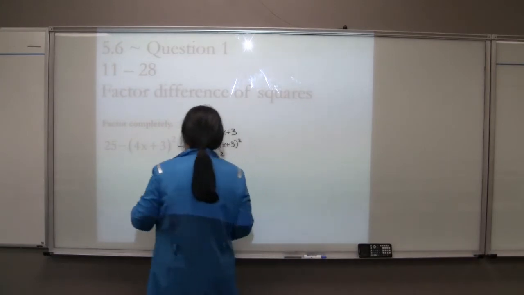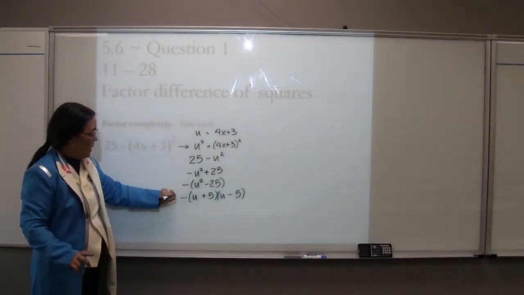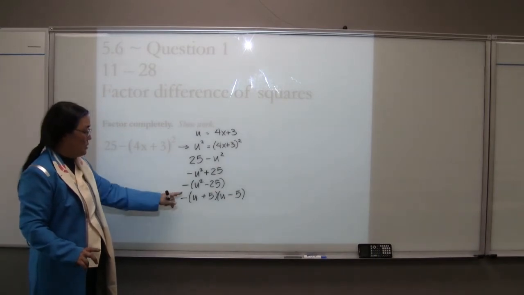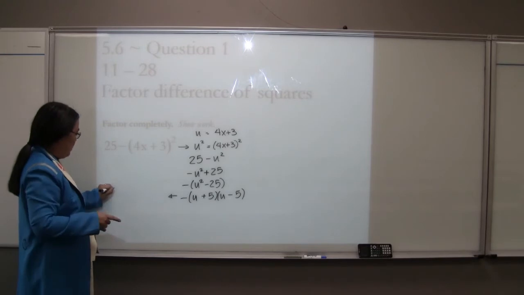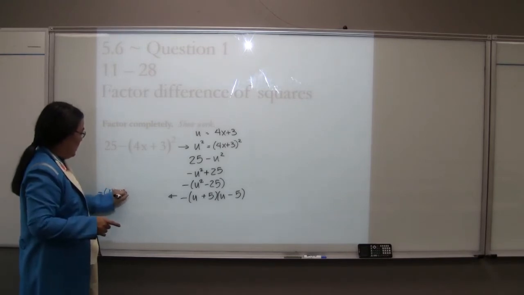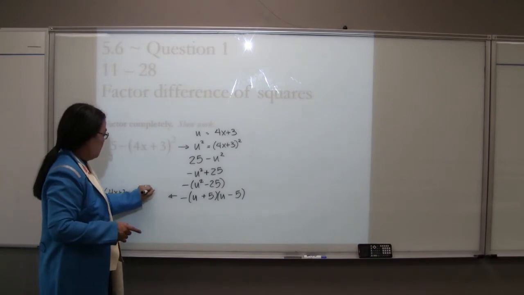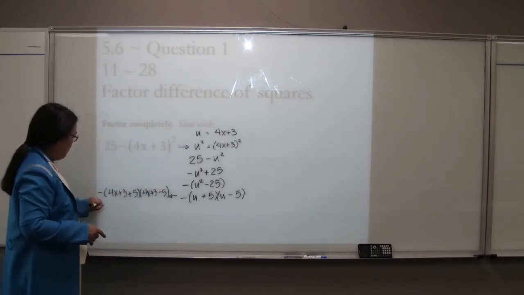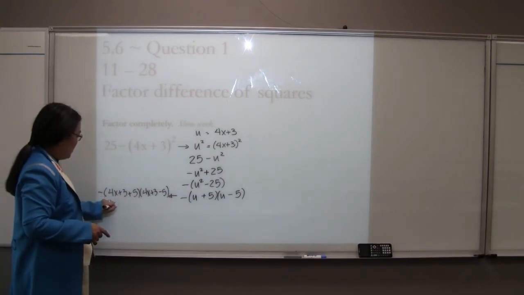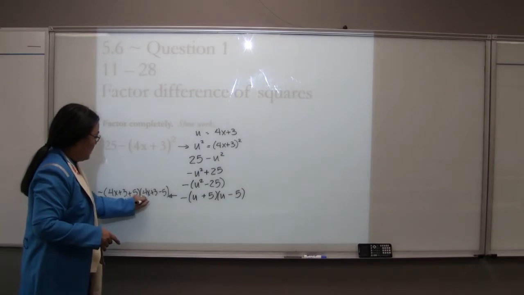But that's not our answer. We need to have it back using x's. So you don't get credit for that. That's just to help you figure out what this answer is. It is negative, U, which was 4x plus 3, plus 5, and a 4x plus 3 with a minus 5. Combining like terms, we get 4x plus 8 and 4x minus 2.